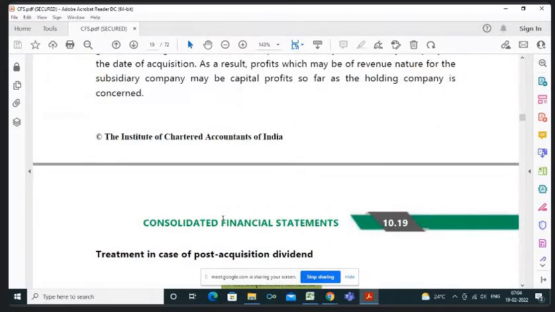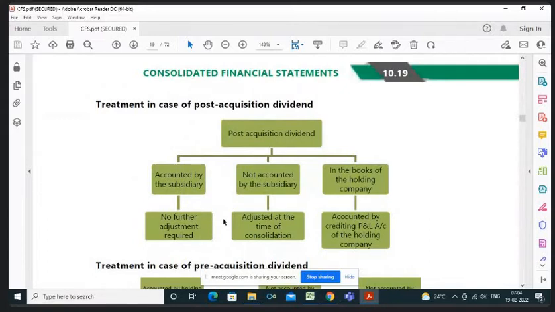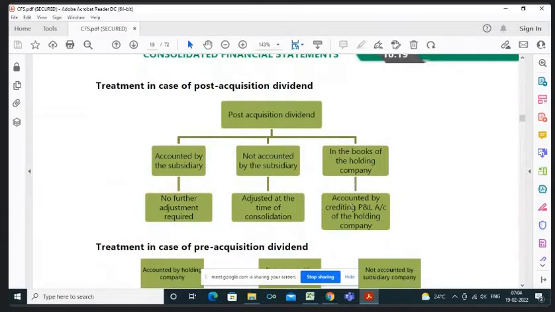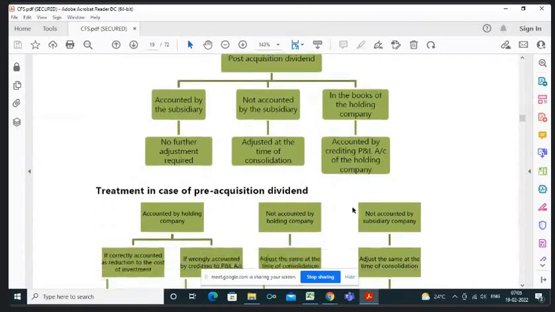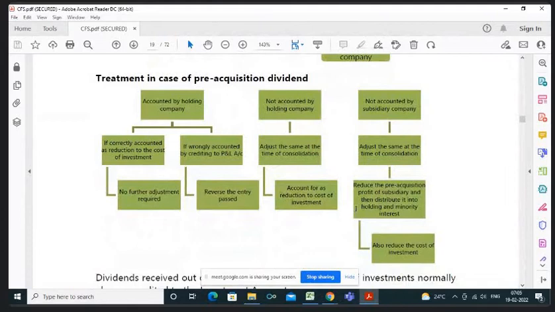So, how to treat the post-acquisition dividend? If it is accounted by the subsidiary, no further adjustment is required. If it is not accounted by the subsidiary, it should be adjusted at the time of consolidation. In the books of the holding company, it should be accounted by crediting the profit and loss account of the holding company. In case the dividends are from the pre-acquisition profits, what should we do?